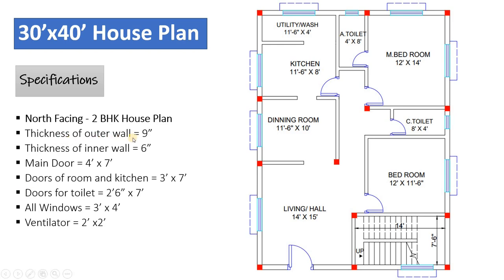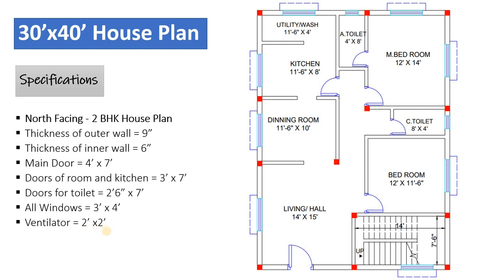The thickness of outer wall in this plan is 9 inch and the thickness of inner wall is 6 inch and the main door is provided with 4 feet horizontal by 7 feet vertical dimension and the doors of rooms and kitchen is 3 feet by 7 feet and the doors of toilet is 2 feet 6 inch by 7 feet. Next, all the windows are provided with 3 feet by 4 feet. Next, ventilators with 2 feet by 2 feet dimension.